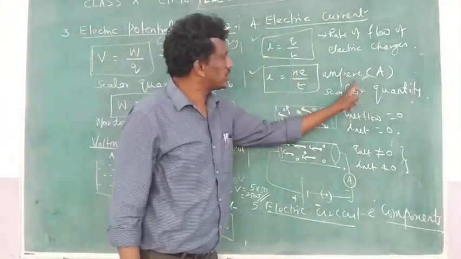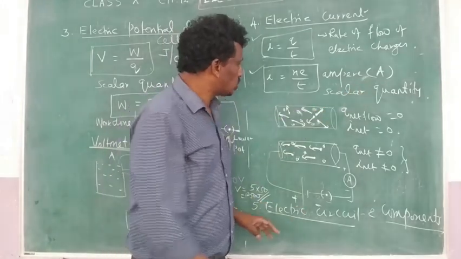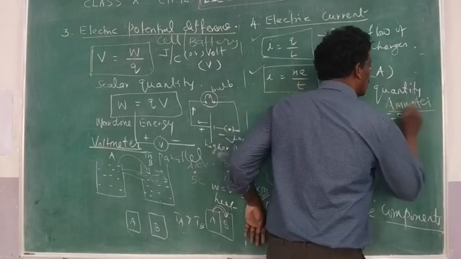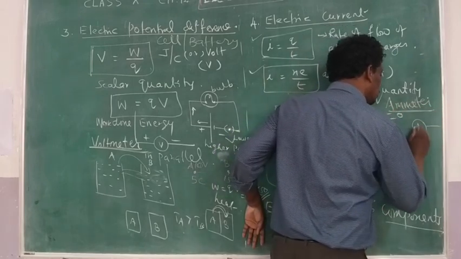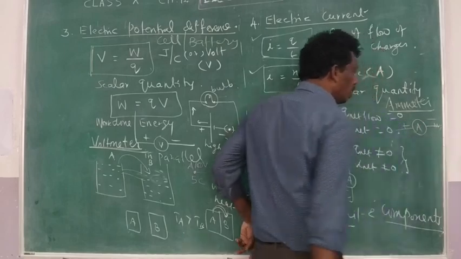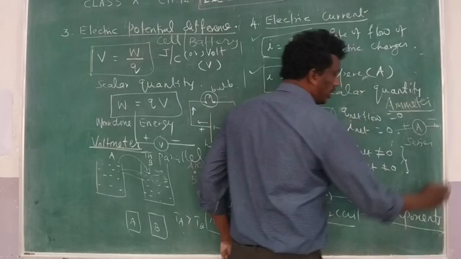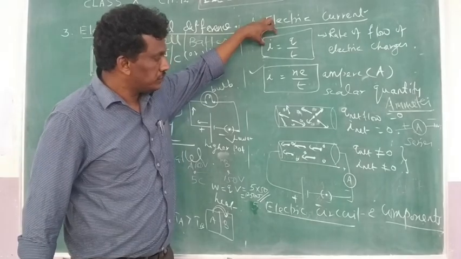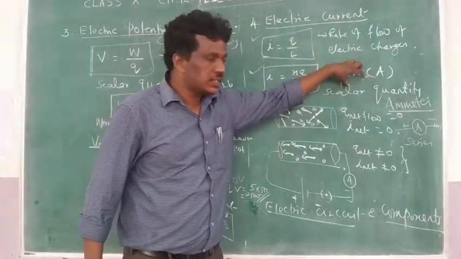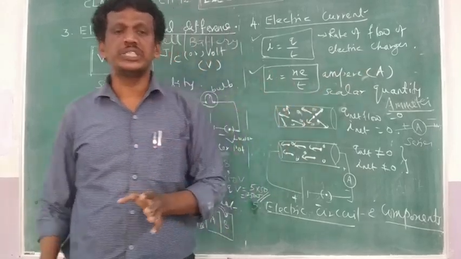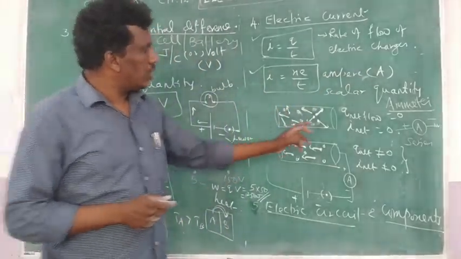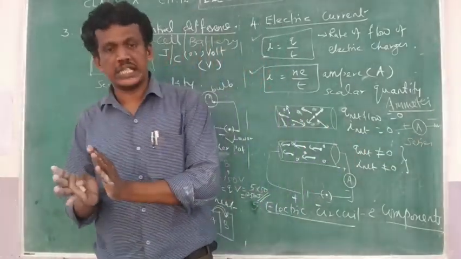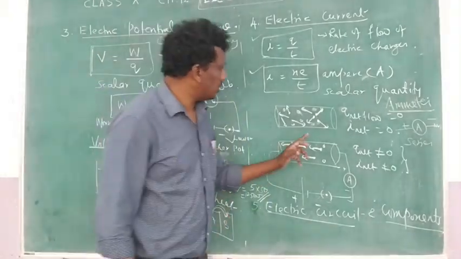How is the electric current measured? In ampere. What is the instrument we are going to use for that? Ammeter. How to connect the ammeter in the circuit? In series. Try to understand once again. The rate of flow of electric charge is nothing but electric current. It is measured in ampere, a scalar quantity. Which instrument are we using? Ammeter to measure the current. In the circuit, how to connect the ammeter? In series combination. Series or parallel, I already told you, we are going to discuss later in other videos.